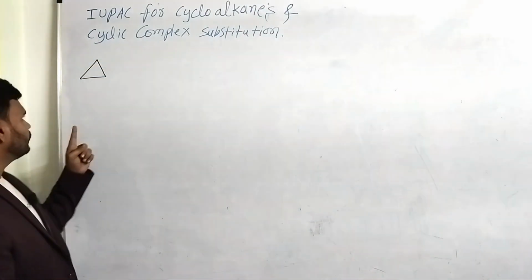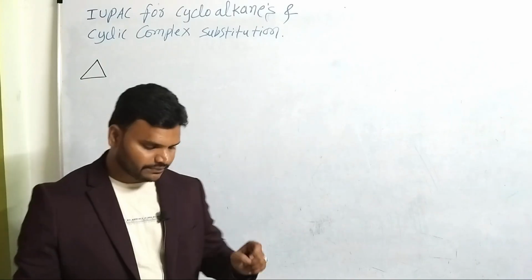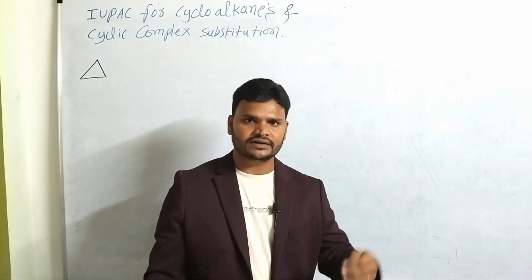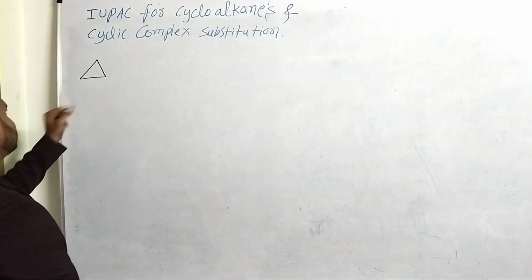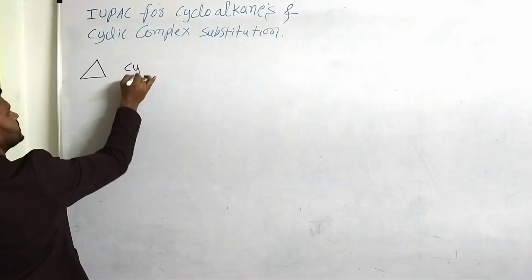Cyclopropane. Why? Because here there are three carbons. Three carbons means propane, and you have to add cyclo. Cyclo is a prefix. Clear? Yeah. So this is cyclopropane. What is the IUPAC name?